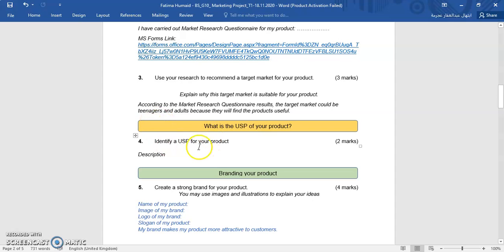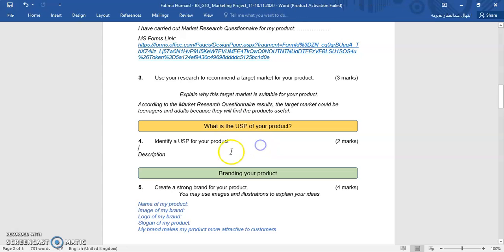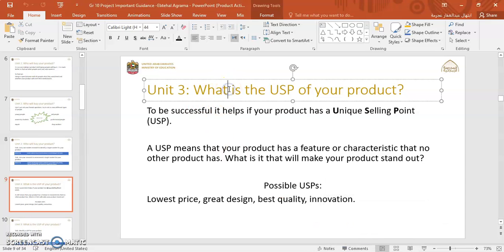Then you will move to question number 4, which is: what is the USP of your product? Identify a USP for your product. The total mark for this question is 2 marks. Okay, now let's move to the PowerPoint to see how you are going to answer this question and what is meant by the USP.